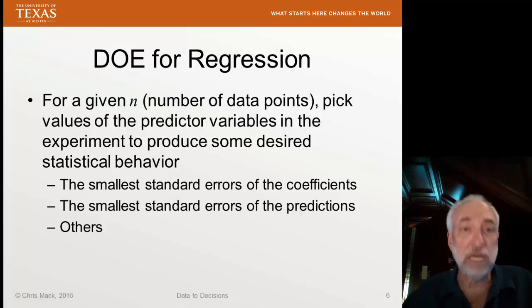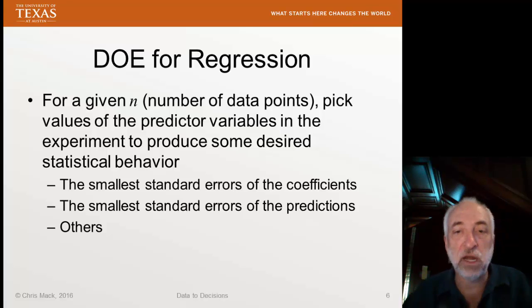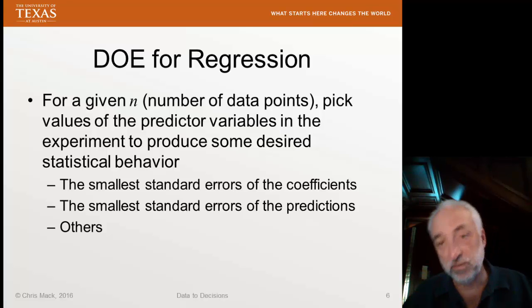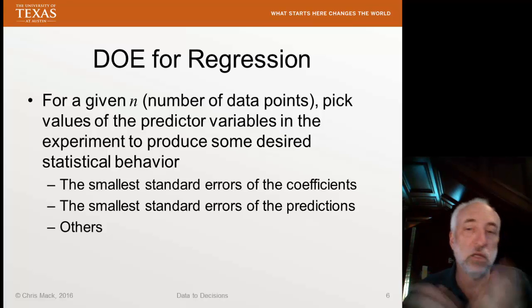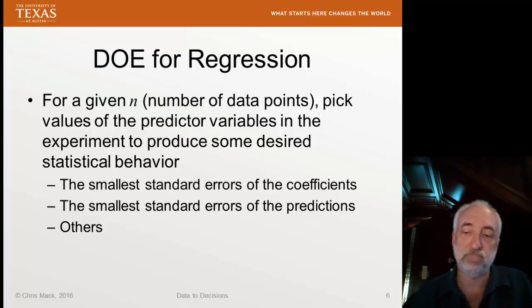Well, basically, I have some given N, some number of data points that I'm willing to collect. Designing for regression means picking the values of the predictor variables in my experiment in order to get the best statistical behavior of the thing that I'm interested in. An example might be, I want the smallest standard errors of the coefficients of my model, or maybe specific coefficients in my model. I might want the smallest standard errors of the predictions. Maybe I want the smallest standard errors of the predictions over the full range of input predictor variables, or maybe I want the smallest standard error of the predictions over a particular range of the predictor variables. And there can be some other statistical behavior that I'm interested in.